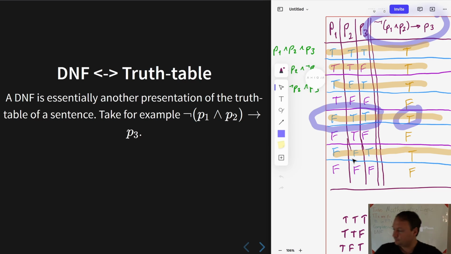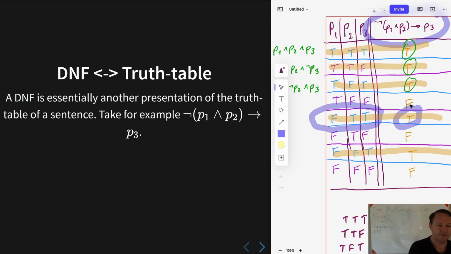And so on. So for every one of the rows at which the sentence was originally true in its truth table, right? You select those rows, you look over to the assignments to the atoms, and wherever the assignment was true, you write down the atom, and wherever it was false, you write down its negated atom, and you conjoin them all together. And that's how you get the conjunctions row by row. And then the disjunctive normal form is just going to be the disjunction of each one of these.